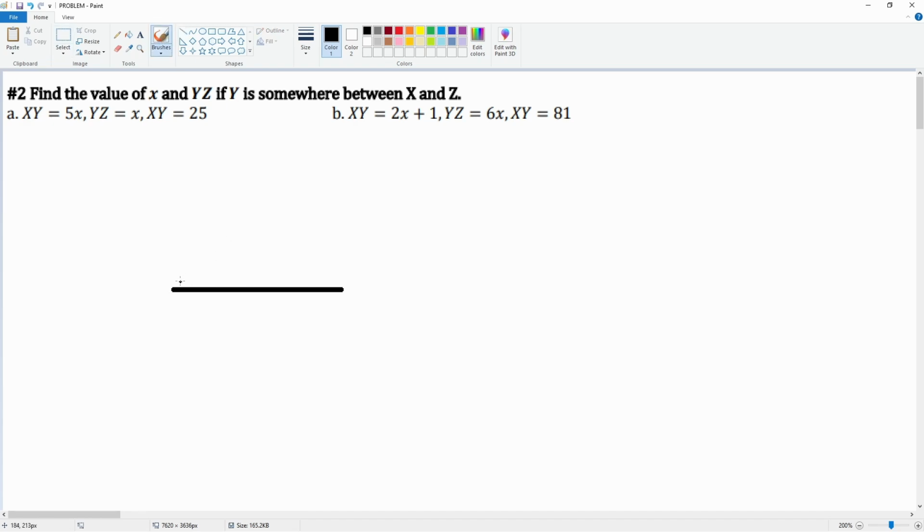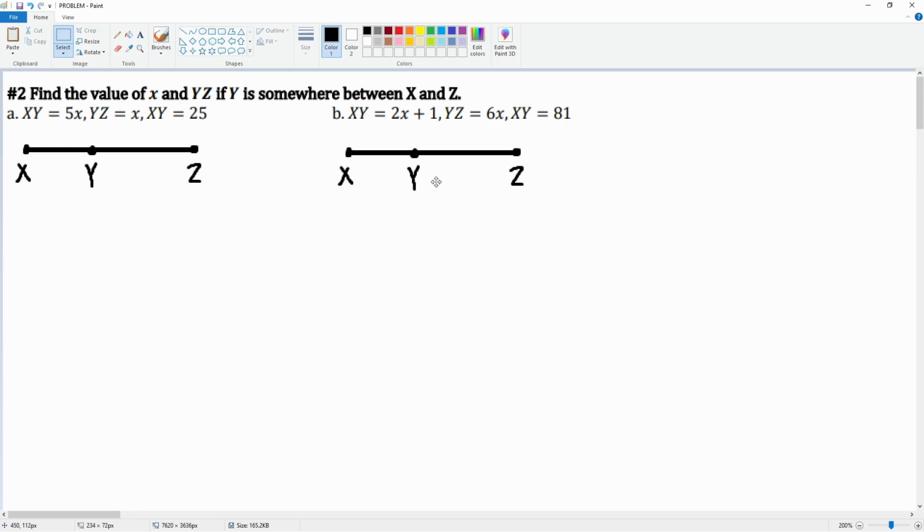And we know that on this line there is an x and a z. Those are the endpoints, and we know that y is somewhere in between. So this line is xz and y is somewhere in that middle. This is going to be used for both, so I'm going to just draw it for both.